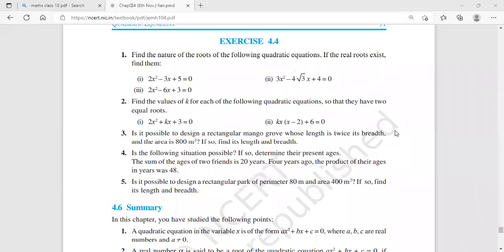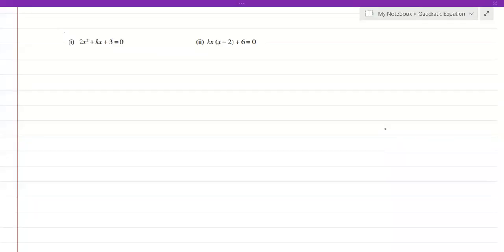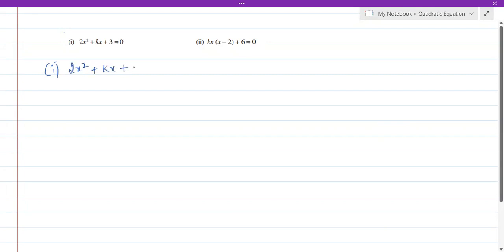So in the next question, the second one, find the values of k for which the quadratic equation has equal roots. Okay. We have to find the value of k, and it is already given that the quadratic equation should have equal roots. Okay. So we'll solve this. Let's solve the first question. The first question is 2x squared plus kx plus 3 equal to 0. So here a value is 2, b value is k, and c value is 3.